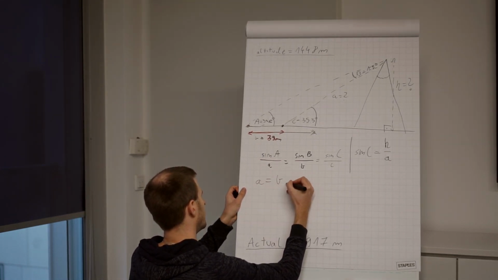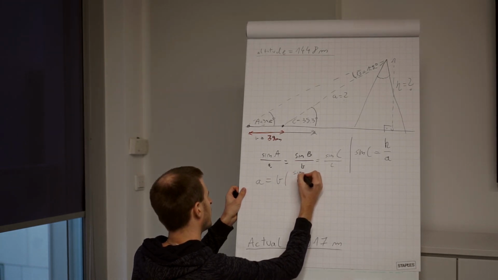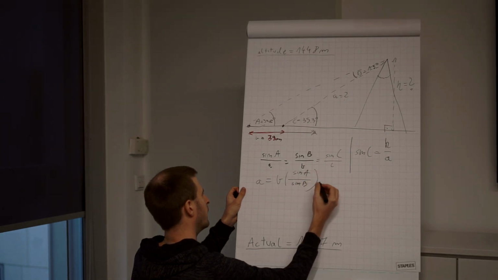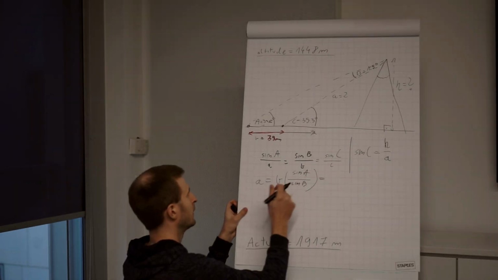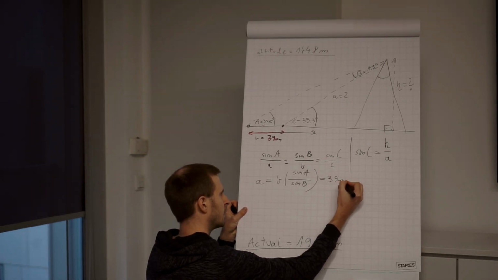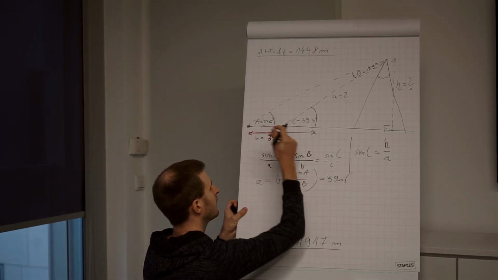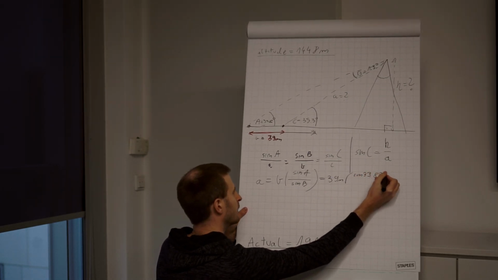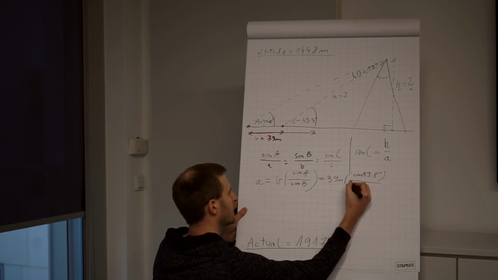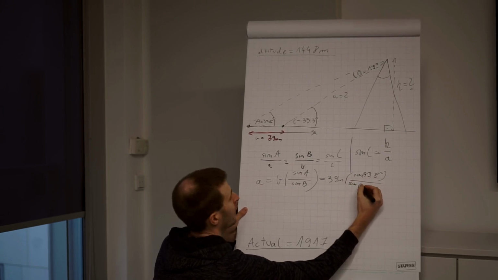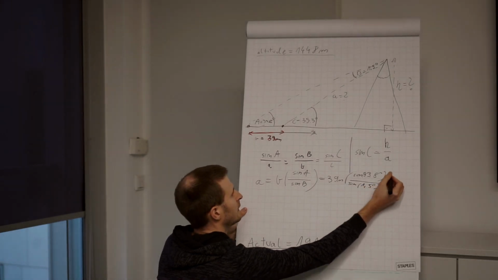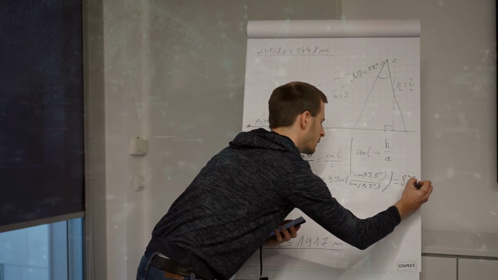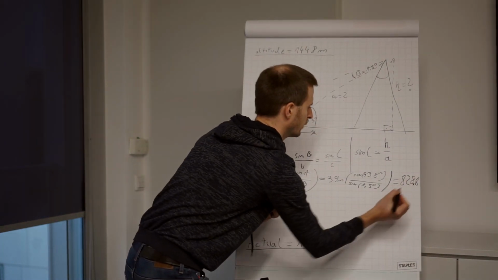So then what we get is a equals b with sinus of a divided by sinus of b, which in our case is b, 39 meters, and sinus of a, which is 33.8 degrees, divided by sinus of 1.5 degrees. That gives 828.8 meters.